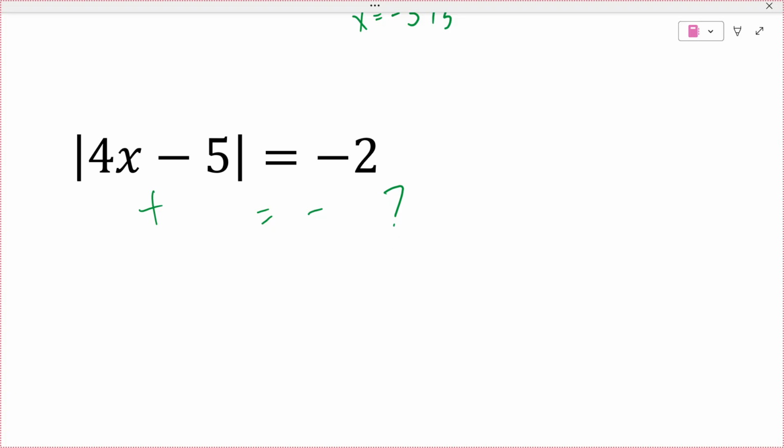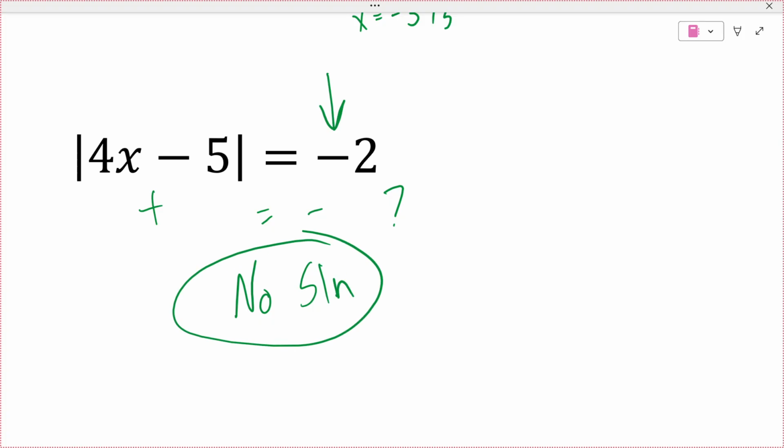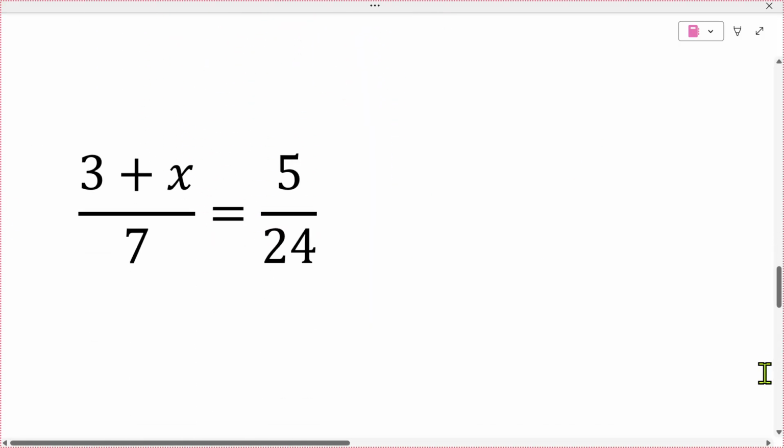And again, that never happens, so this is no solution, and that's all you write, and you're done. So again, look out for those ones where you start with that negative there, where you have your absolute value equal to a negative. Those are your no solution.